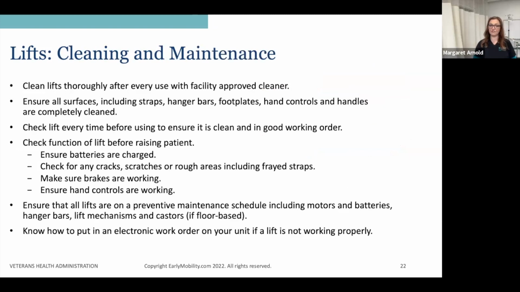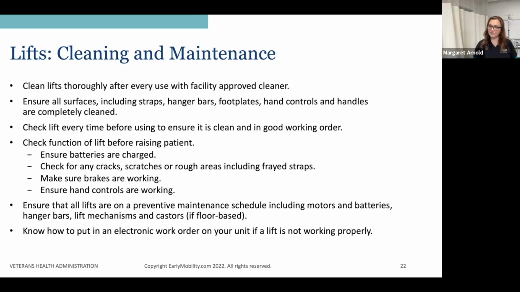Cleaning and maintenance of your lifts. You must clean your lifts thoroughly after every use with your facility approved cleaner. Make sure all surfaces, including straps, hanger bars, foot plates, hand controls, and handles are completely cleaned. Check your lift every time before using it to ensure it is clean and in good working order.